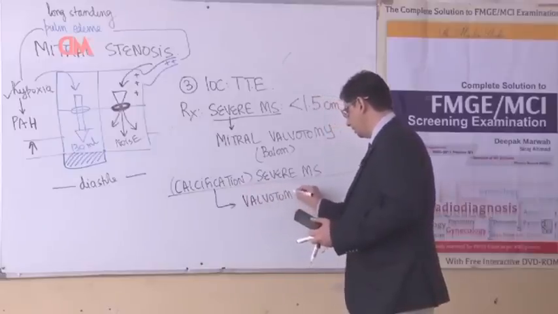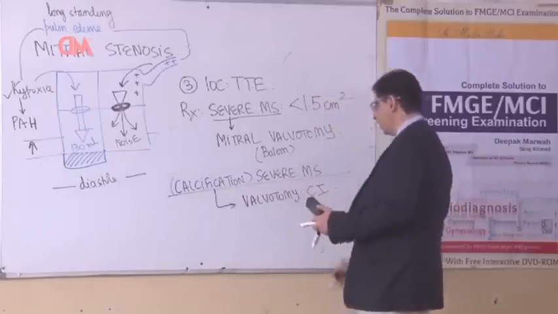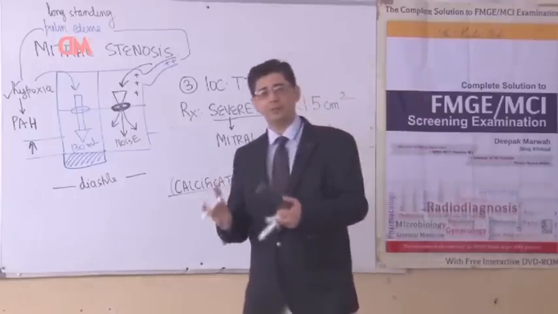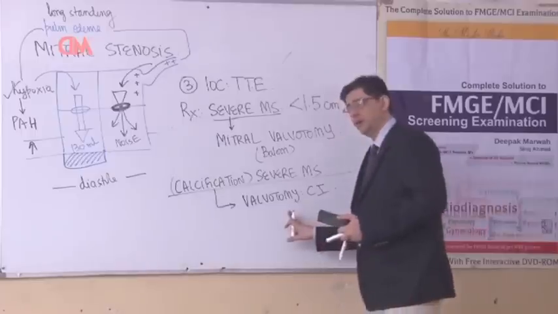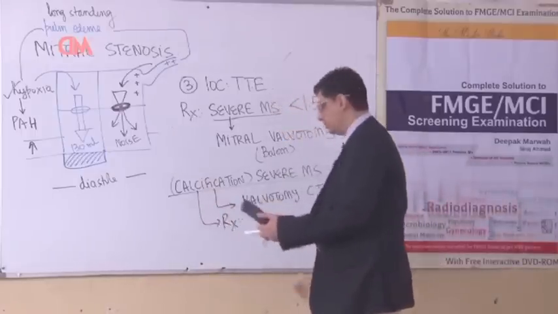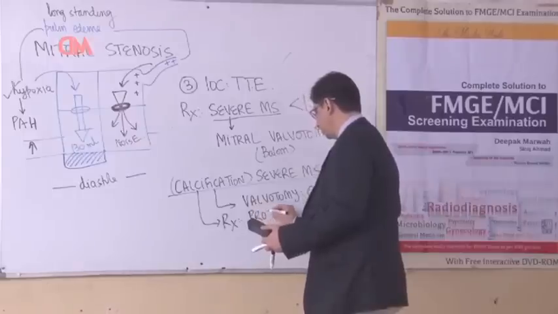I repeat again, valvotomy is contraindicated because if you deploy the balloon here, the valve will break into pieces like a cookie breaks into pieces or a cake crumbles, and therefore valvotomy is contraindicated. And you will answer that the treatment of choice for this patient will be a change of the mitral valve, a brand new valve, that would be a prosthetic valve.